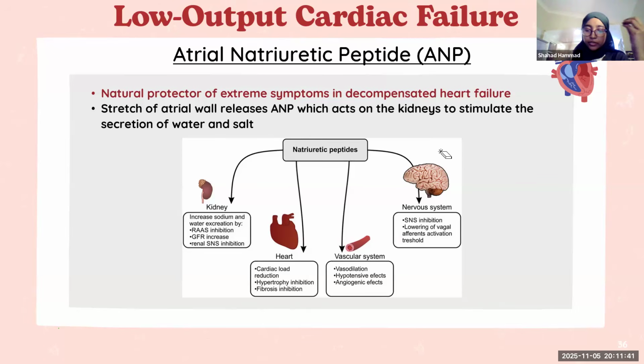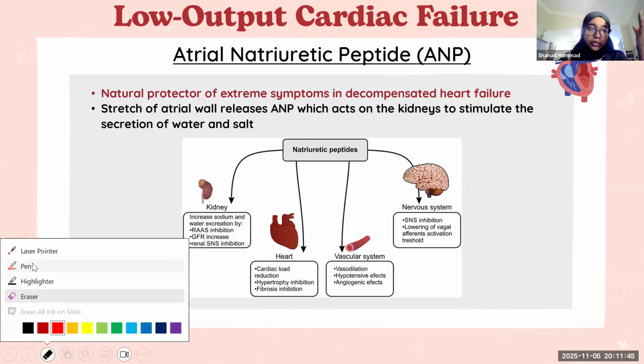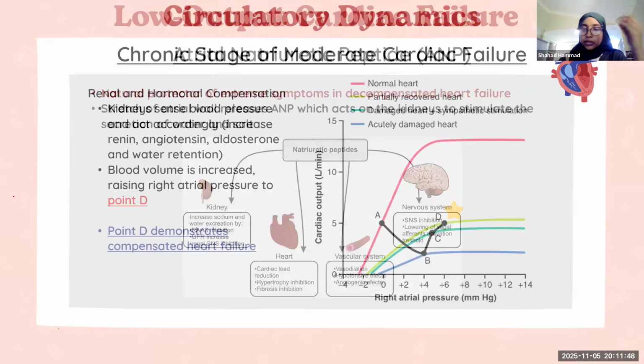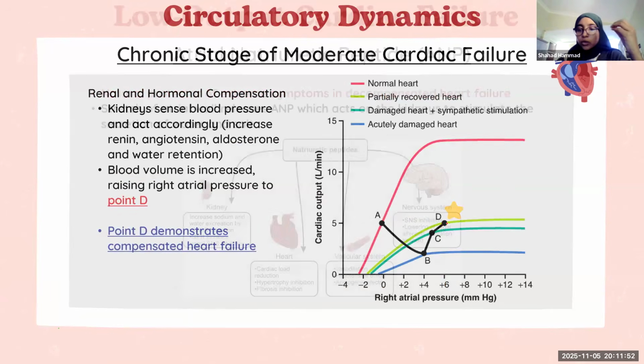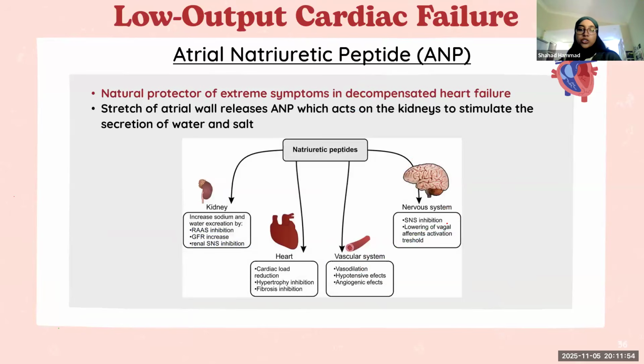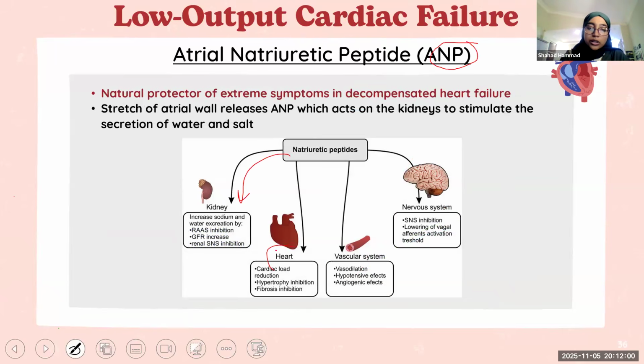So, like we said in the previous graph, we have the right atrial pressure increasing, right? When this happens, here we have +6 pressure. When it increases, the right atrium will start to release ANP. ANP will go and act on different parts of the body, like the kidneys, the heart itself, the vascular system, and the nervous system. And all of these will work together to compensate for this heart failure.